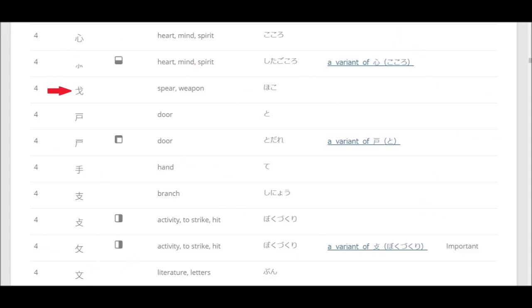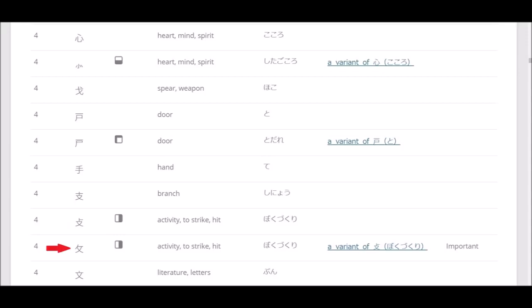Hoko, which is spear or weapon. To, which is door. And tonbira, which is again just a variant of door. As you'll see, it's a little squished looking. And that's one of those radicals that surrounds the kanji on the upper left-hand side. Te, which is hand. Shinyo, which is branch. Bokuzukuri, which is activity or to strike or hit.